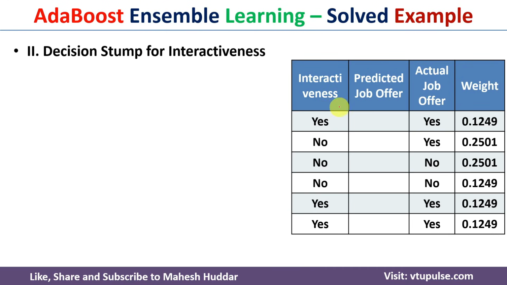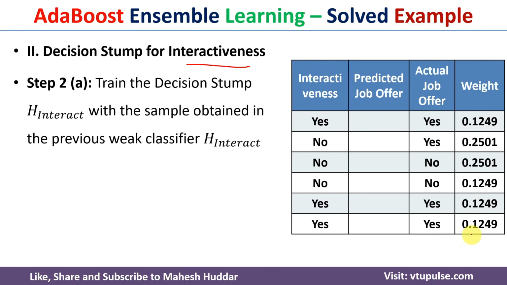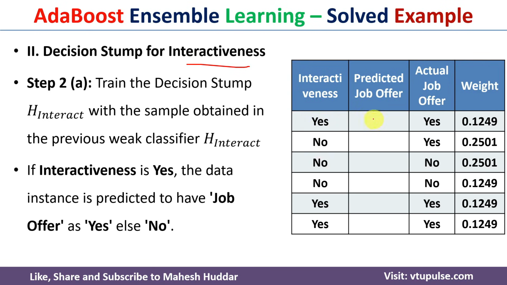Now we will consider the next decision stump, that is nothing but interactiveness. So these are the interactiveness values. This is the actual job offer. These are the weights calculated in the previous step. Now we will consider that if interactiveness is yes, the predicted job offer is yes. Otherwise, it will be no. So this will become yes, this will become no, and so on. Now once you fill in the predicted job offer, you can see that this one is the only incorrect classification, and the remaining are all correct classifications.